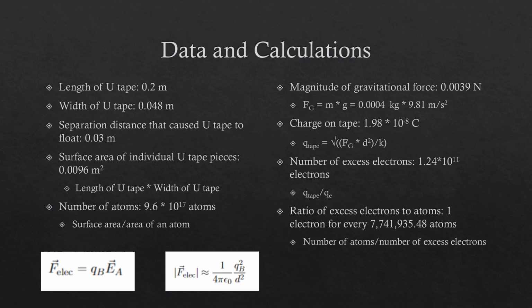I was able to determine the surface area of my U-tape pieces by simply multiplying the length and width of them. I was able to determine the number of atoms by dividing the surface area of my U-tape by the area of an atom. I was able to determine the magnitude of gravitational force by simply multiplying the mass of my U-tape by the gravitational constant. I was able to determine the amount of charge on the U-tape by using the equation shown on the slide. I was able to calculate the number of excess electrons by simply dividing the charge on the tape by the charge of an electron. And finally, I determined the ratio of excess electrons to atoms by dividing the number of atoms by the number of excess electrons.